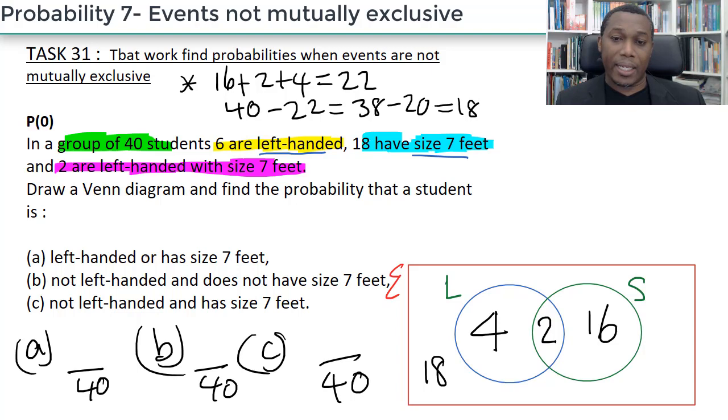So let us look at where we go from here. We have left-handed or had size 7 feet. In other words, you can be in the blue circle or the green circle. How many students do we have in the green or the blue circle? Or means you add all the numbers in the circles. 4 and 2 is, what am I doing? Bonds. What happened to my number bonds? 16 and 4, 20, 22. 22 out of 40 is the answer. Yes, you can simplify that to 11 on 20. If you have that, that's fine.